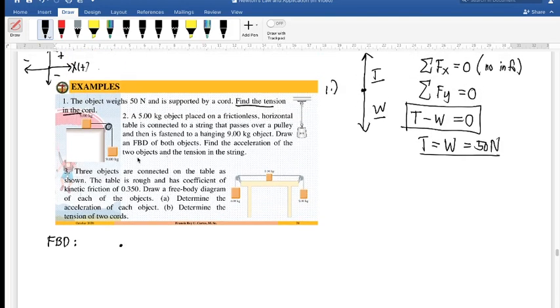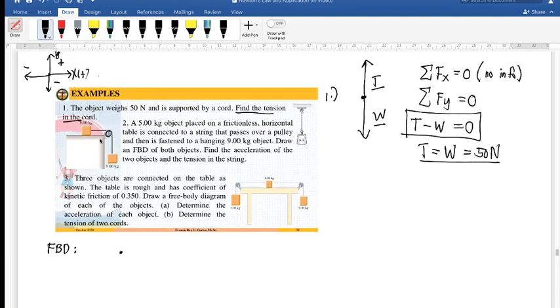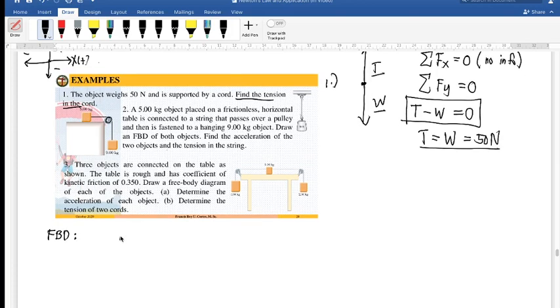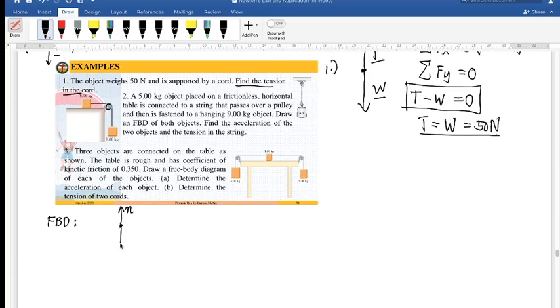So we have here, since it is on a horizontal table, what are the forces? We have the normal force, we have the weight of the object, the weight of the 5 kilogram. What else? We have the tension because it is connected to the tension which is going here. The tension. What else? None else. Okay, I think that's all.